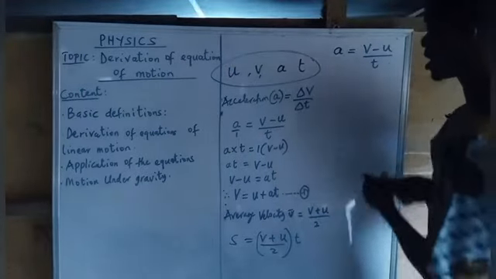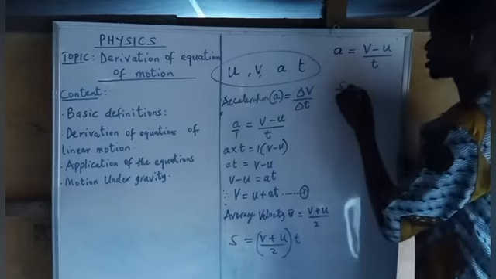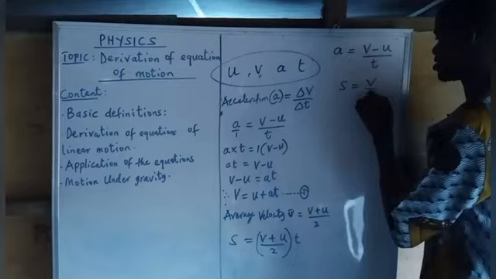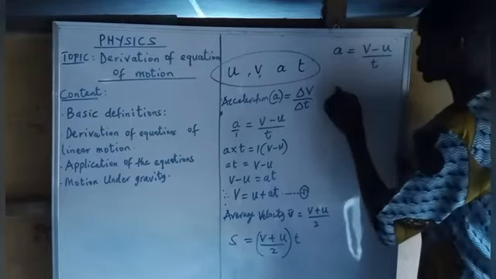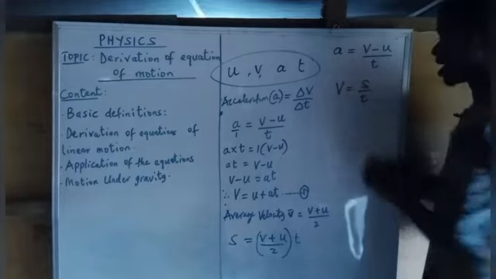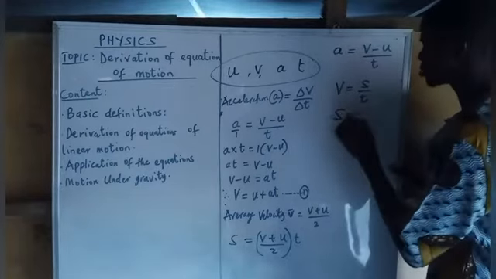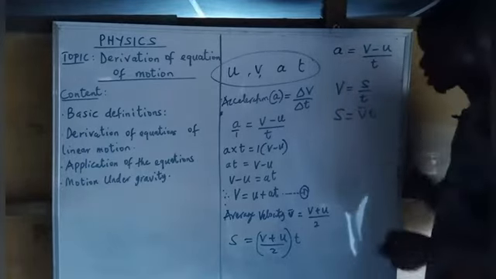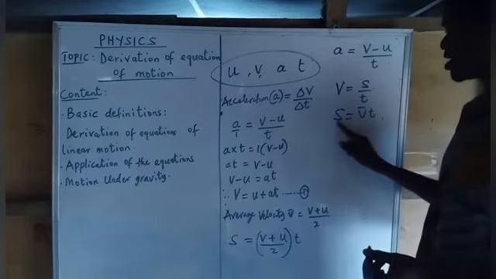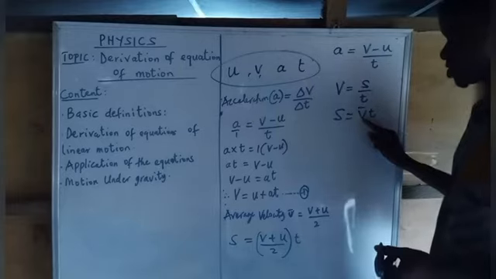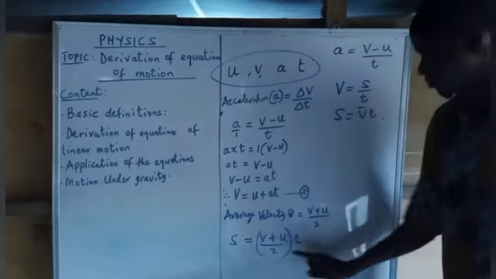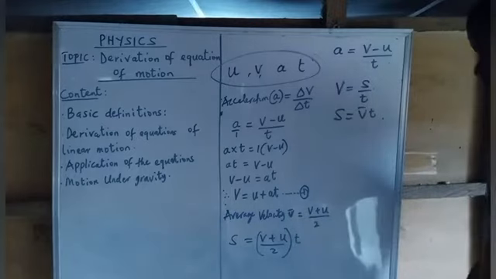Based on our formula, we said speed is equal to distance over time. That is, velocity is equal to displacement over time. Then it means that displacement is equal to velocity times time. So we can define this as average velocity: displacement here is equal to the average velocity times time. That leads us to S is equal to (V plus U) over 2, times T.